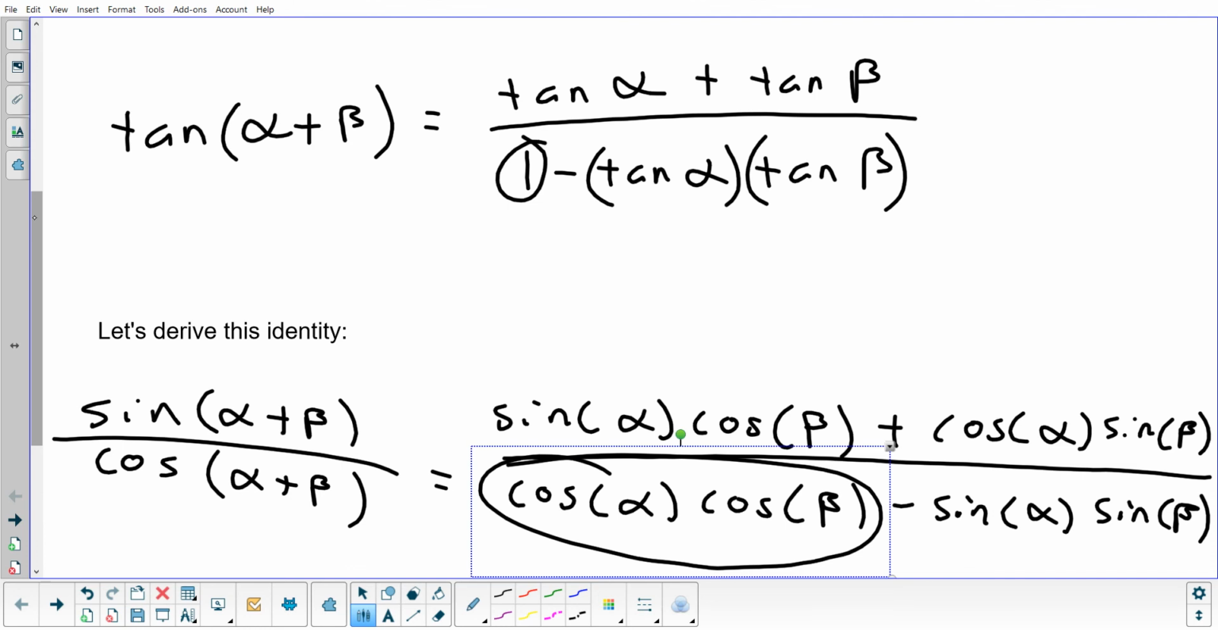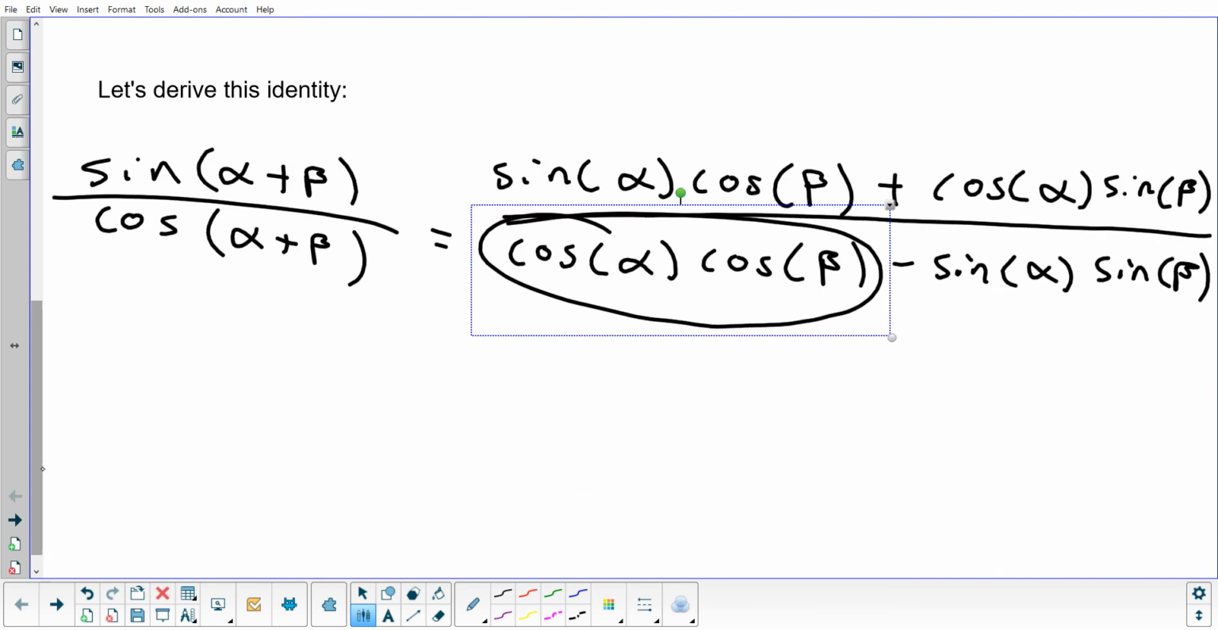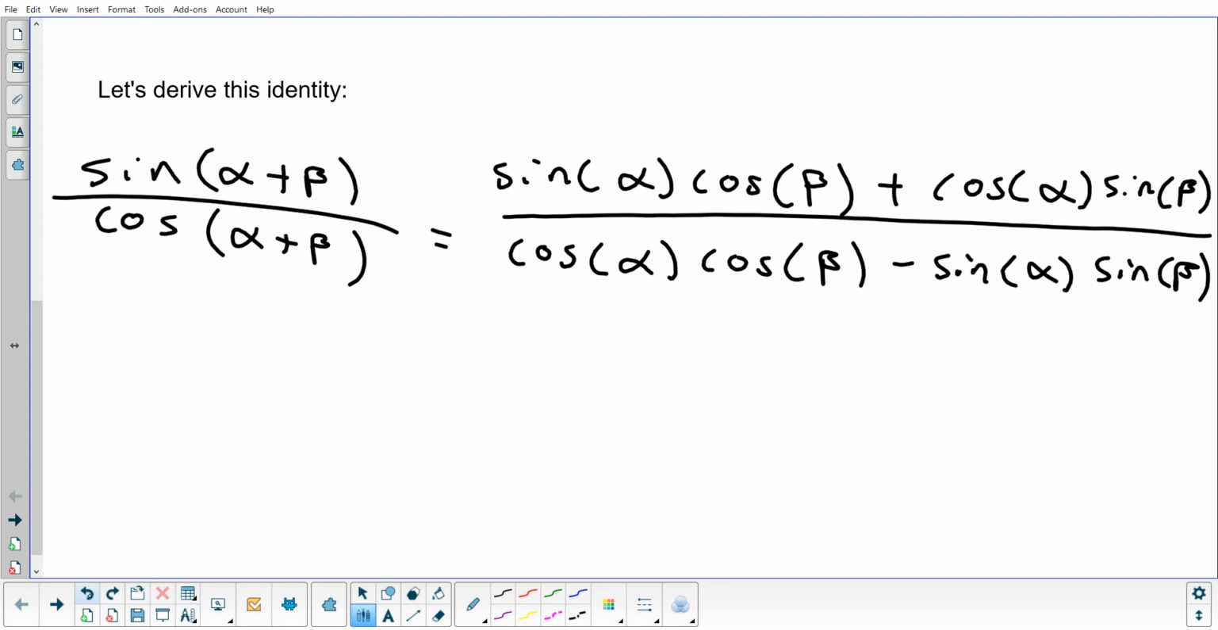This part that I circled is supposed to be what? A 1. So how could I make that part a 1? What could I do? Yep. Divide the whole bottom by cosine alpha, cosine beta.